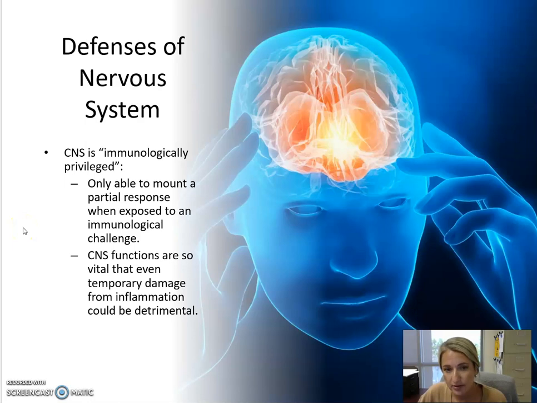Our immune system within the nervous system is what we say is immunologically privileged. Basically, that means we have a reduced immune response in our nervous system. The brain and spinal cord are areas of our body that cannot withstand excessive inflammation, because inflammation could potentially lead to temporary loss of function.